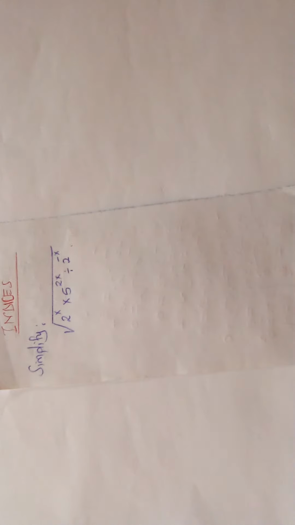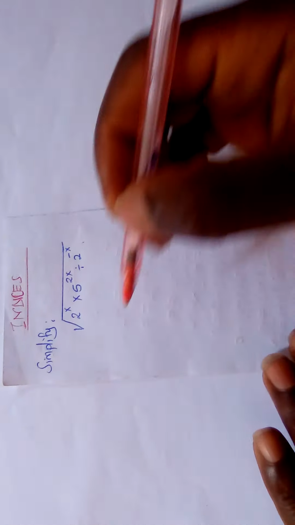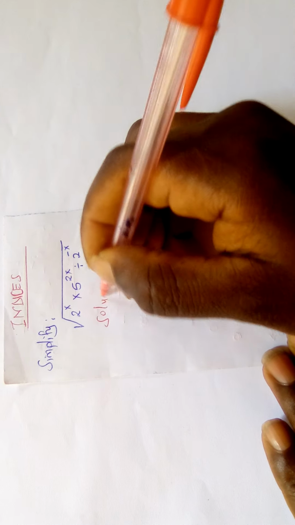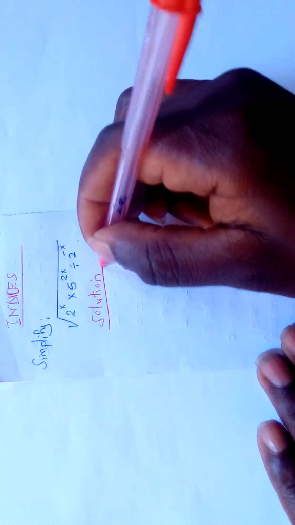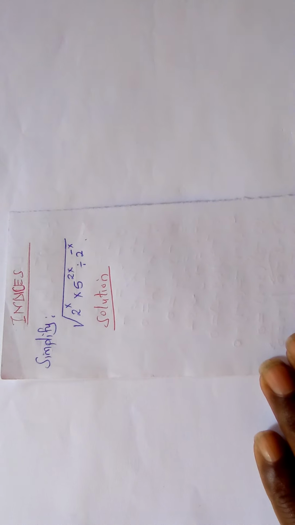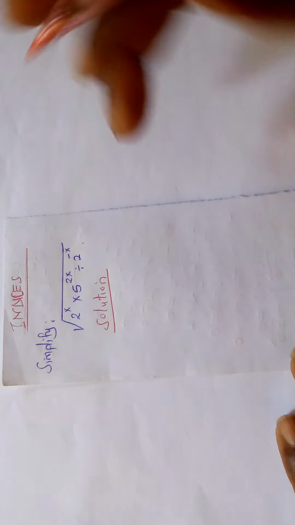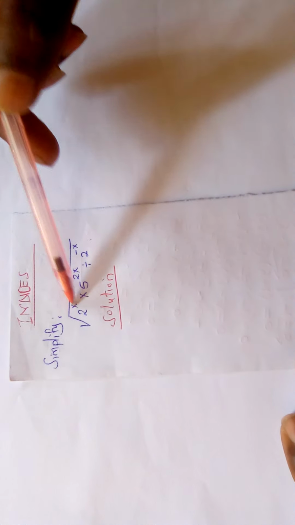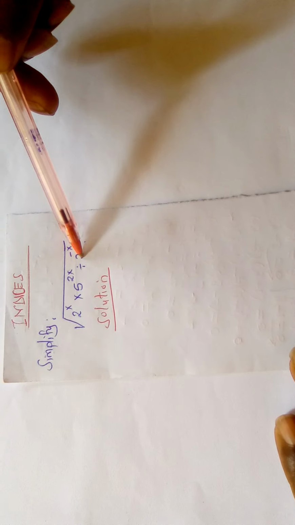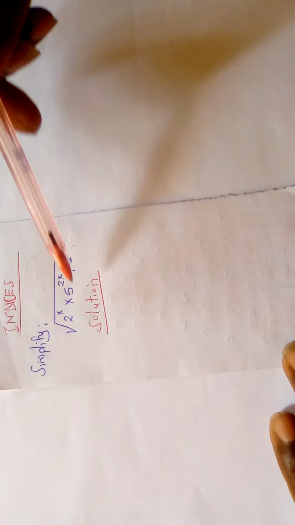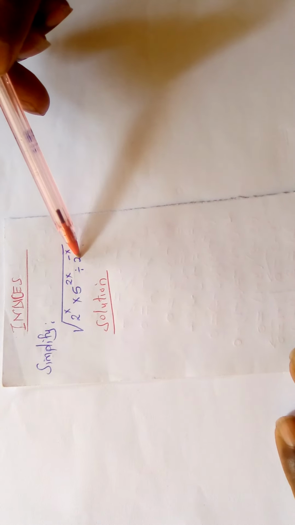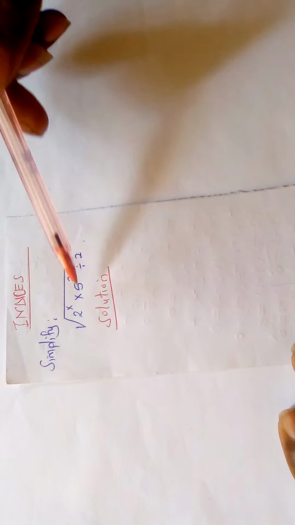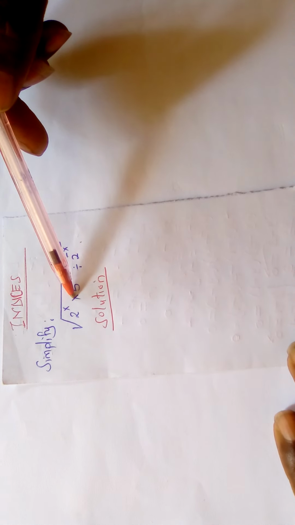Now, how can I work out this? The first thing is to find out the solution. So I write solution here. Step number 1: if you look here, I have 2 raised to x, and here also I have 2 raised to negative x. The bases are the same, and the sign here is a division, while the sign here is multiplication.